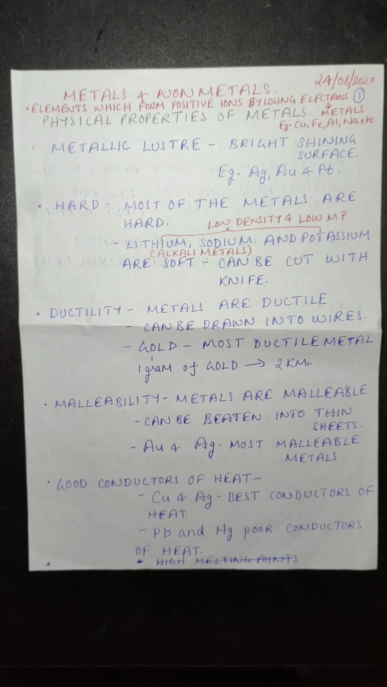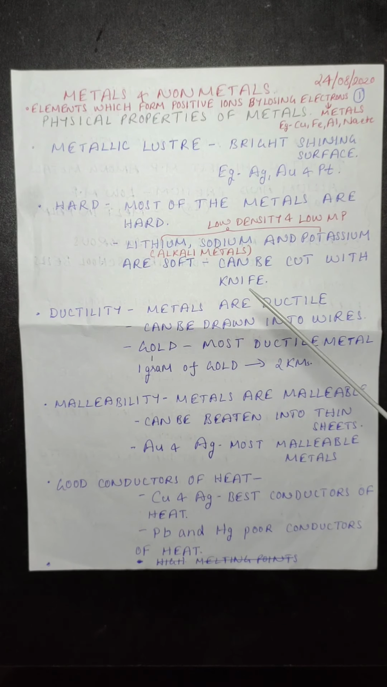Then the fourth important physical property, malleability. If metals are hit with a hard object like a hammer, they become flat and can be converted into sheets. This ability of metals to form thin sheets is called malleability. So we can write: metals are malleable. Do you know which metals are highly malleable? One is gold, Au is gold, Ag is silver. Gold and silver are the most malleable metals. Remember this.